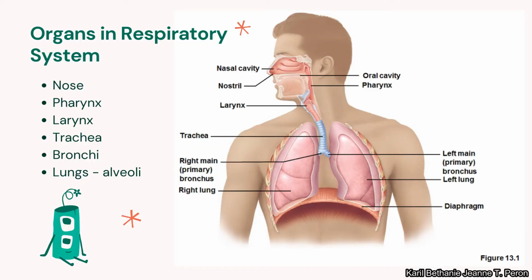This system includes the nose, nasal cavity and paranasal sinuses, the pharynx, larynx, trachea, the bronchi and their smaller branches, and the lungs, which contain tiny air sacs called alveoli.